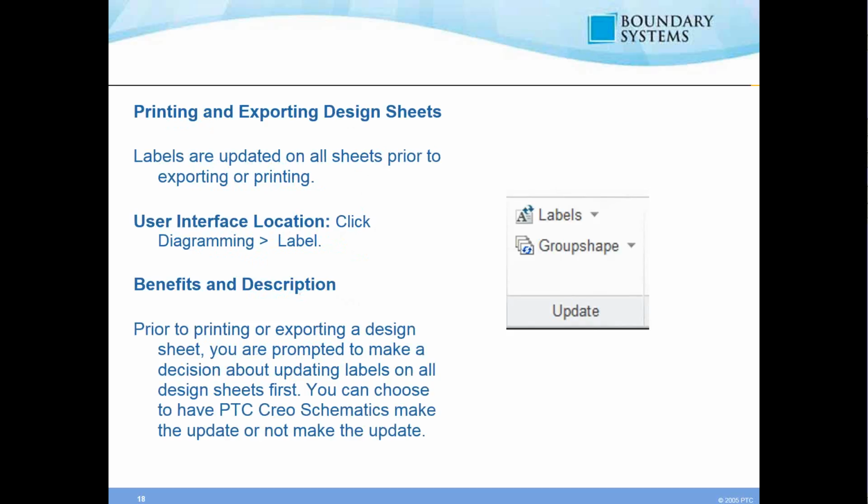So printing and exporting design sheets. Labels are updated on all sheets prior to exporting or printing. You can see right there in the interface, in the Update group in the Diagramming tab, there's a Labels icon. Prior to printing or exporting a design sheet, you are prompted to make a decision about updating labels on all design sheets first. So if you change something along the way and they weren't updated, then you'll have a graphically correct printout. Okay, so you can choose to have PTC Creo Schematic make an update or not make the update. It's up to you.